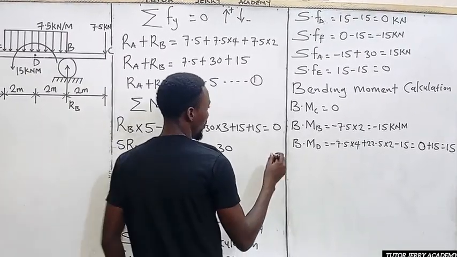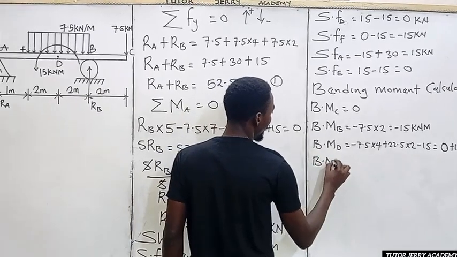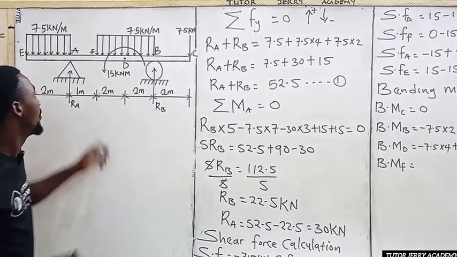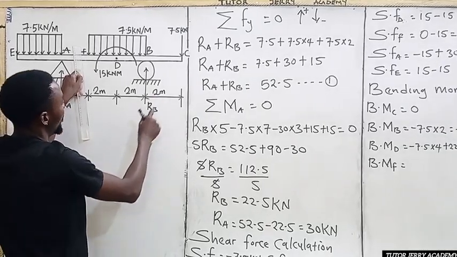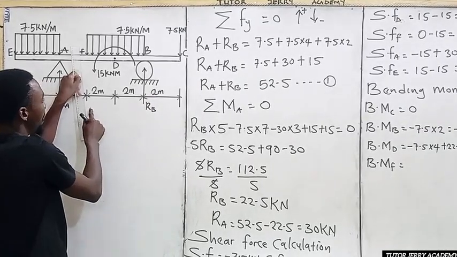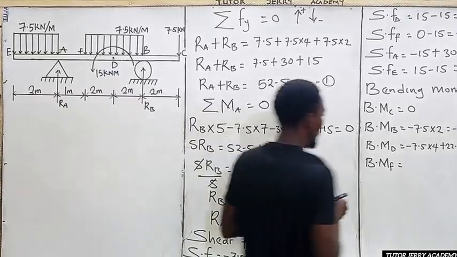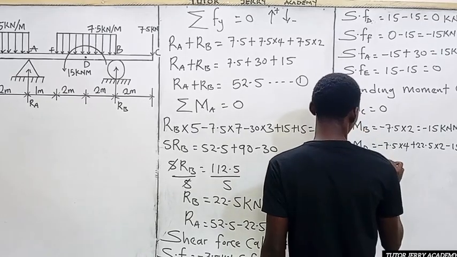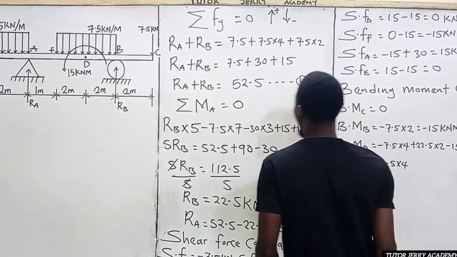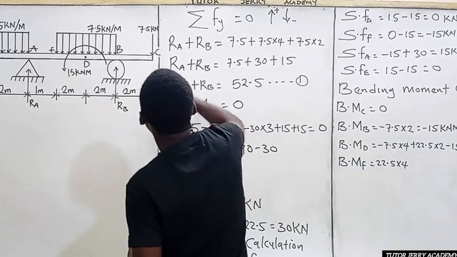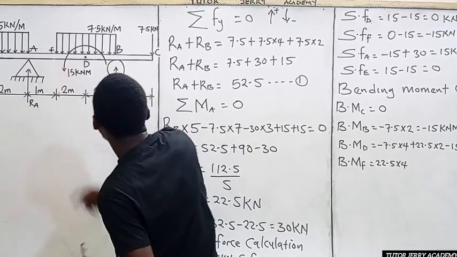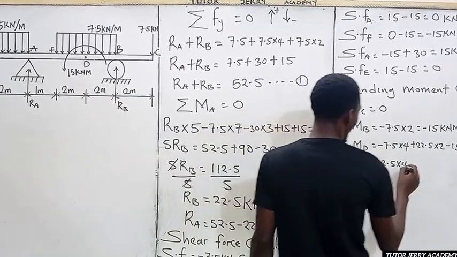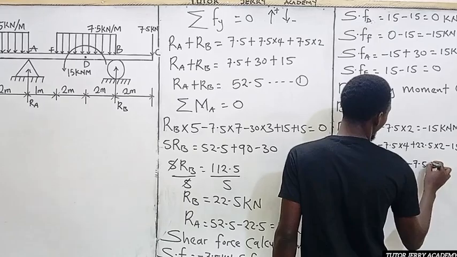So now the next thing we are going to be doing is the bend moment at F. Bending moment at point F. All right. So if you stand at point F now, the first thing we are going to have there is RB multiplied by 4, right? RB multiplied by 4, that is 22.5 multiplied by 4. All right. Then minus 7.5 multiplied by total distance, that is multiplied by 6, right? All right. Minus 7.5 multiplied by 6.